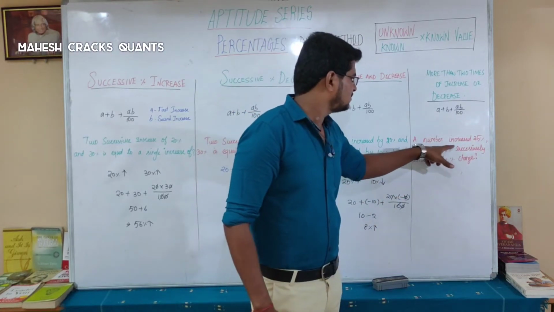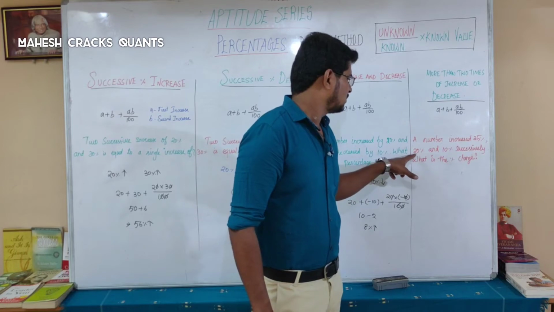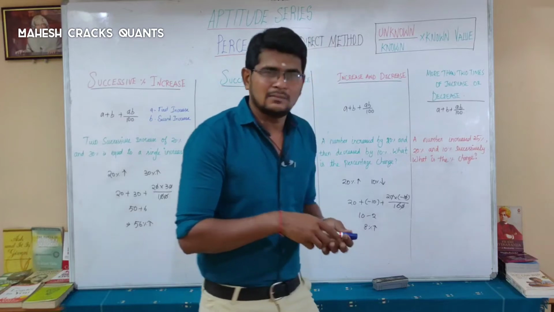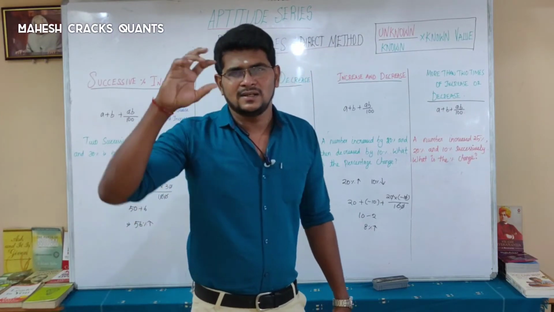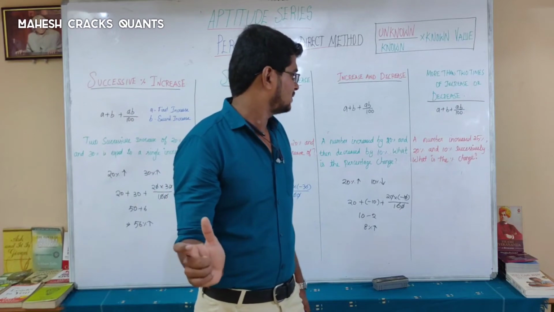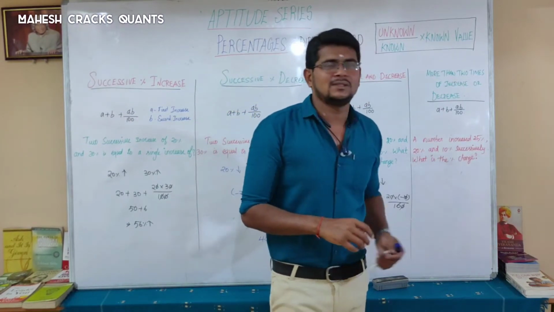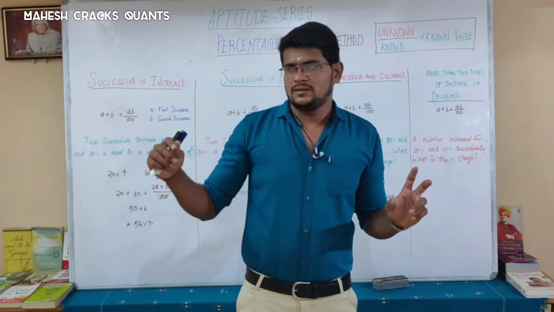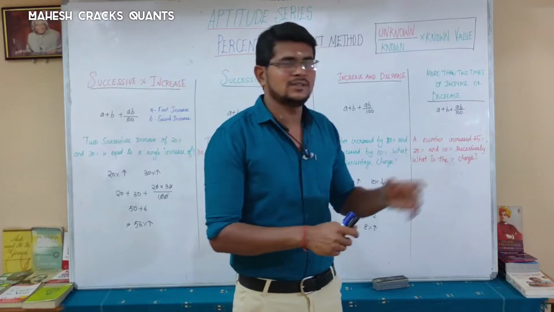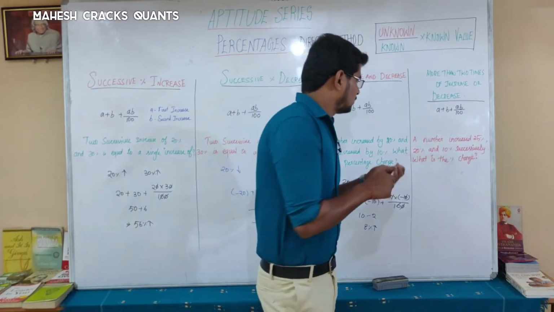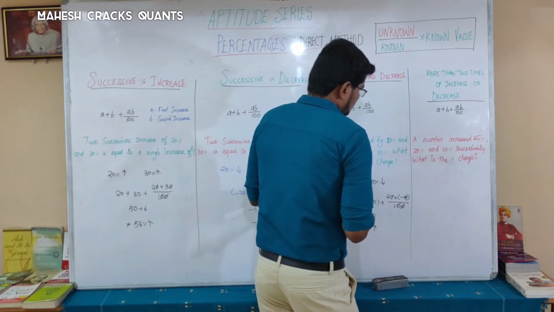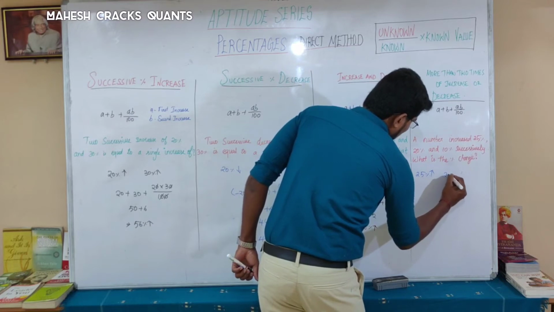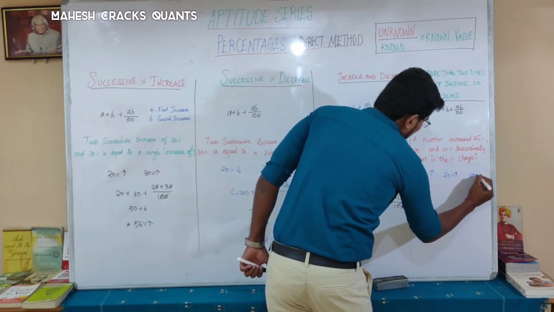A number increased by 25% at first, next 20% and then 10% successively. What is the percentage change? So a number, what is its percentage? 100% obviously. At the end, it will increase or decrease after doing these three. So first we have to note it down: 25% increase, 20% increase, 10% increase.